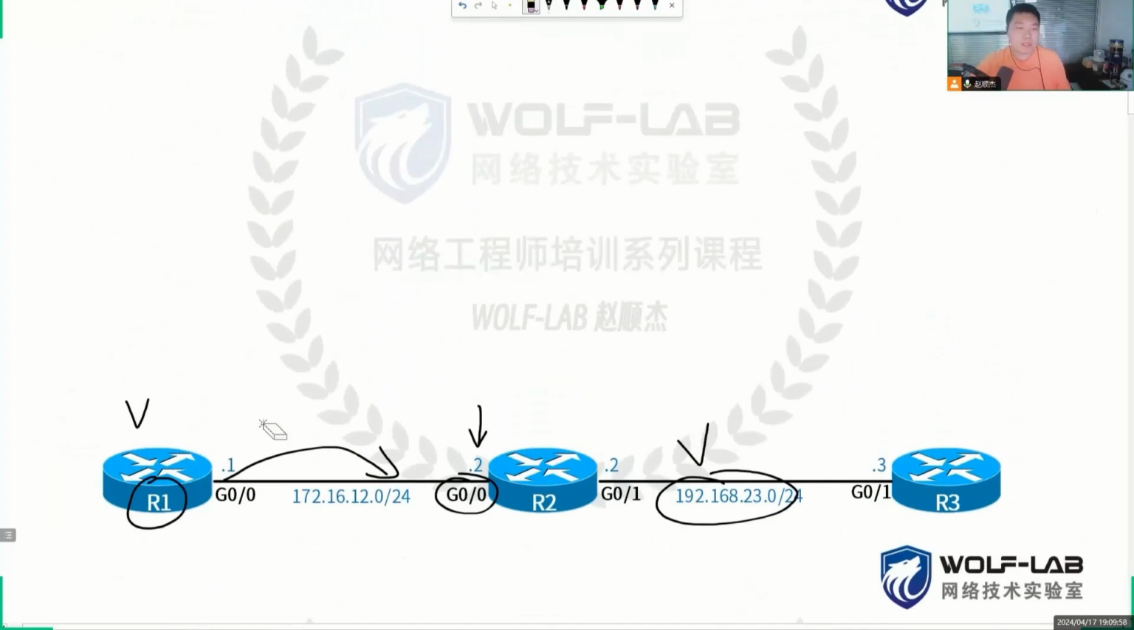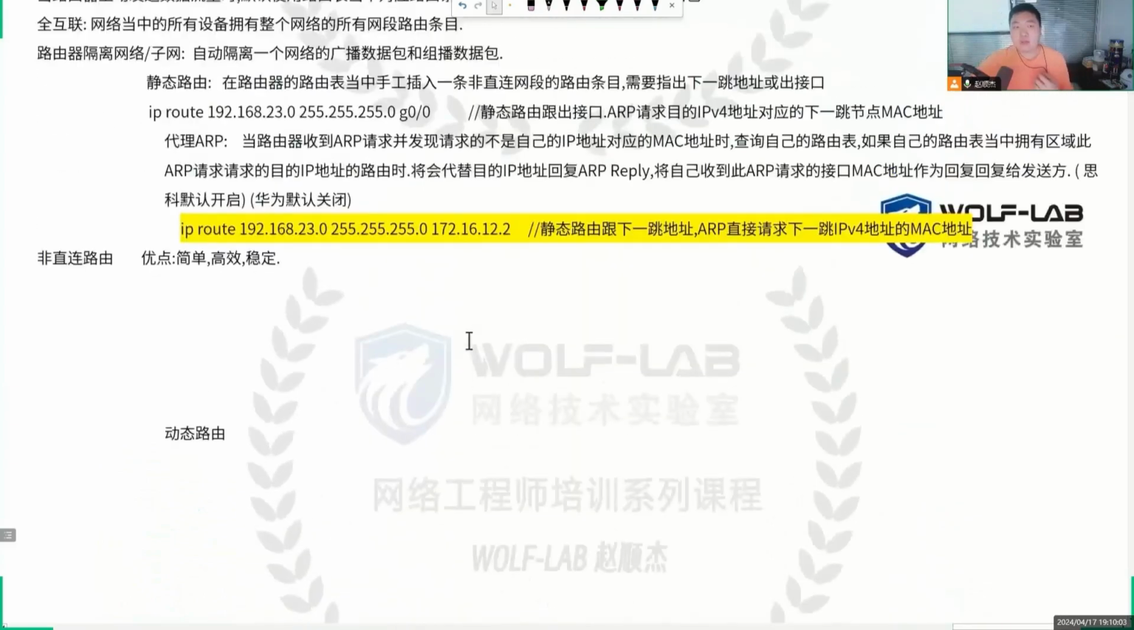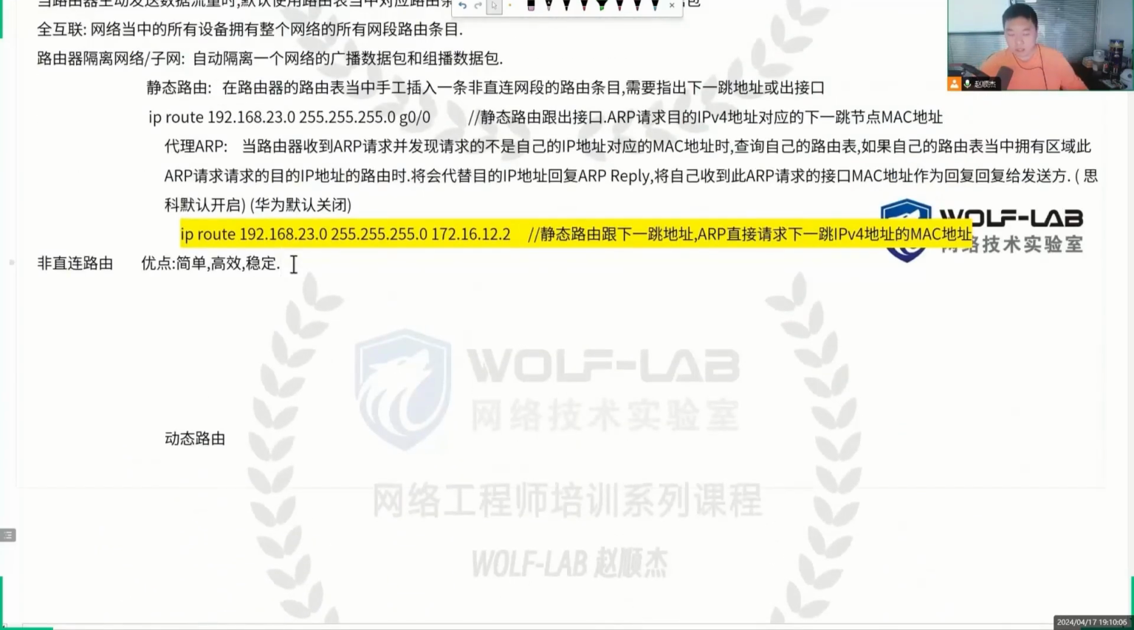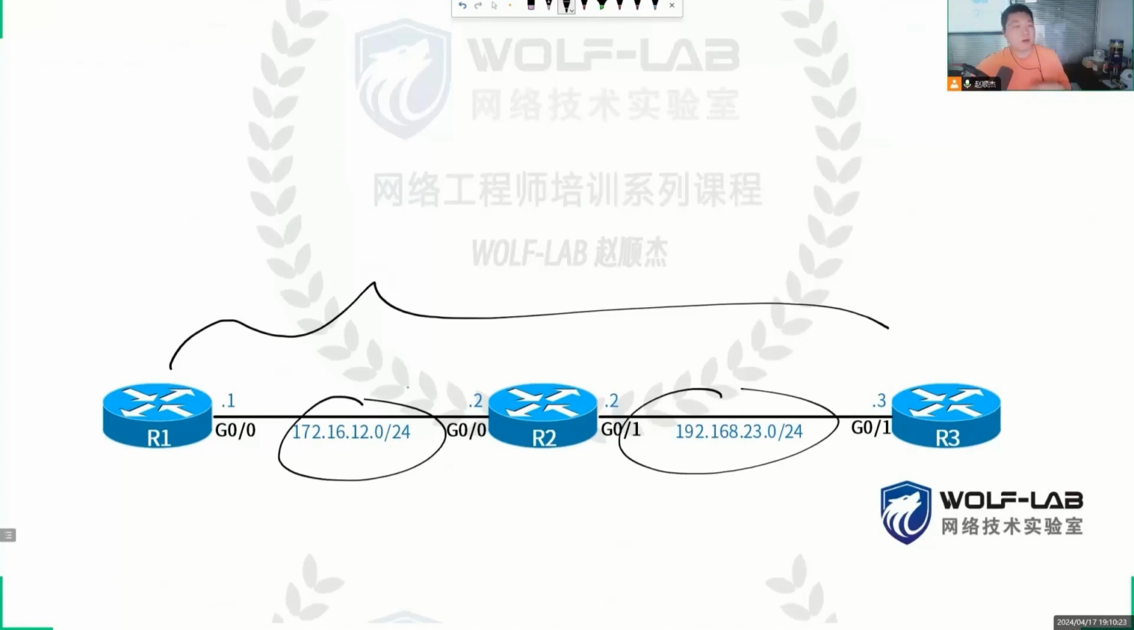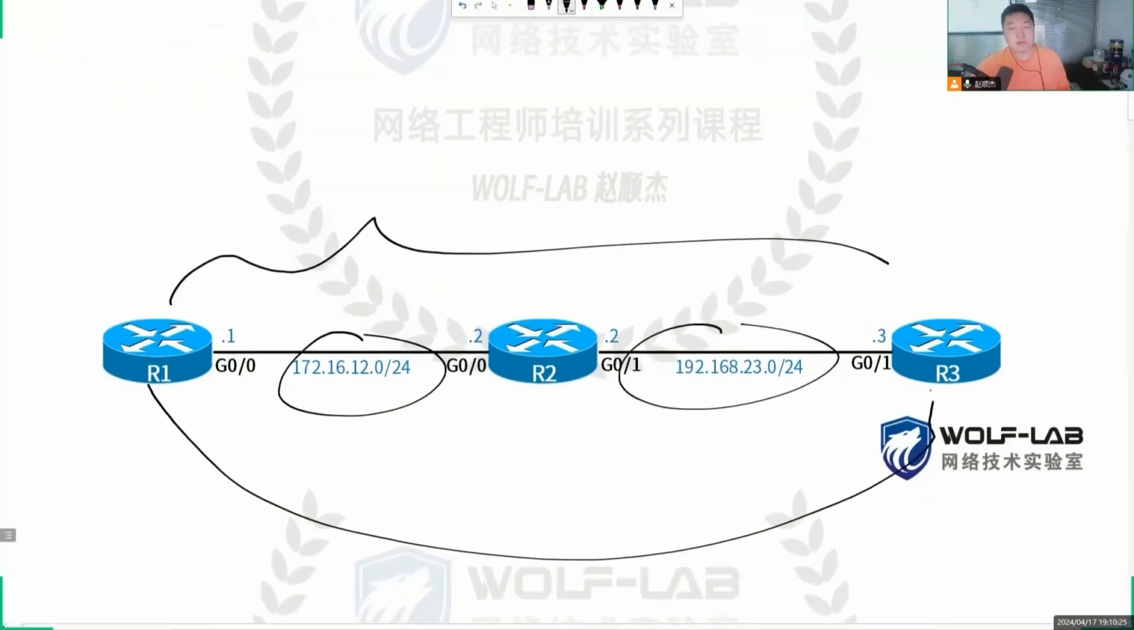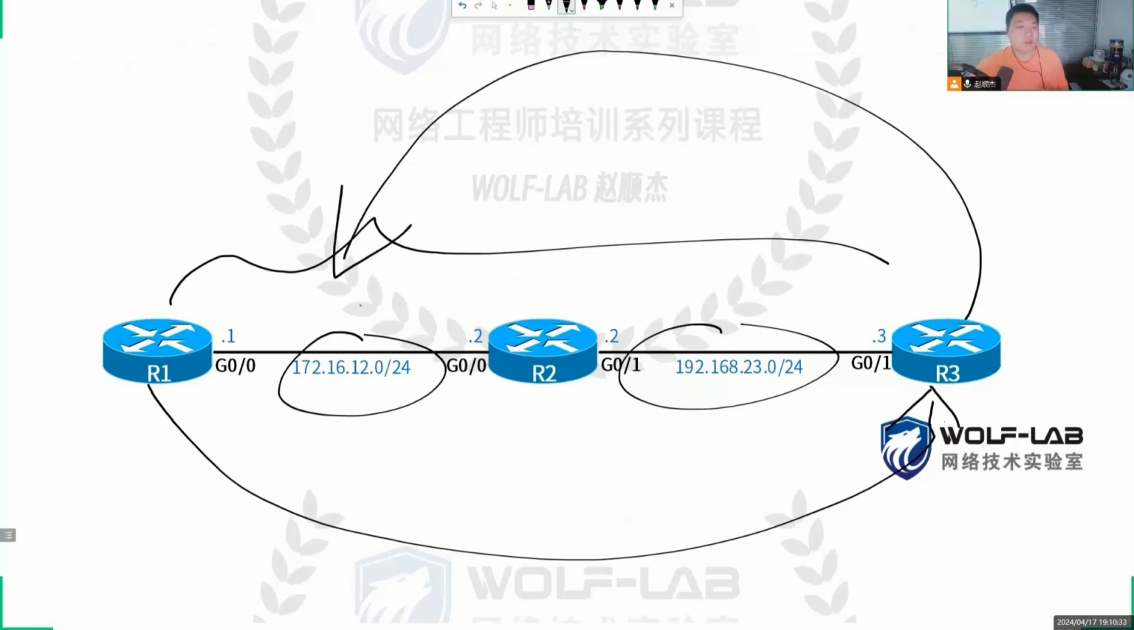Next, we will talk about how static routing being simple, efficient, and stable makes it very practical in a small network. Why a small network? Because it's suitable for small networks. For instance, if our network only has, say, 3 routers and just 2 network segments, then for R1, I just need to configure one route entry for a non-directly connected network. For R2, we already have direct routes. For R3, we configure a route entry for a non-directly connected network. Okay, the whole network is interconnected.